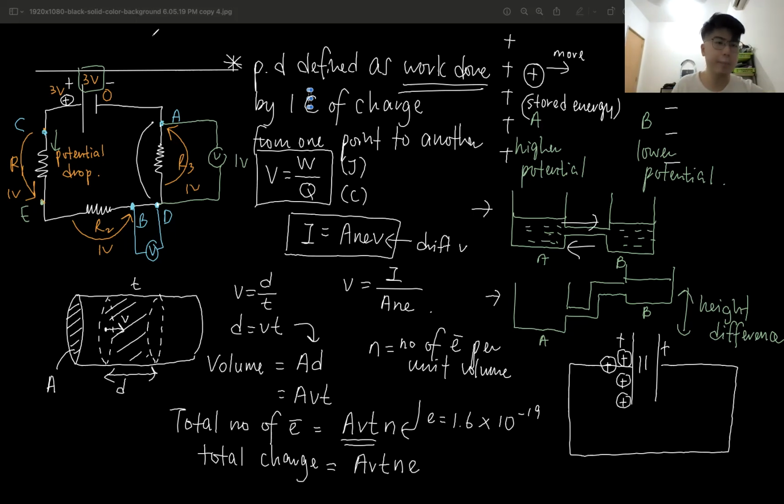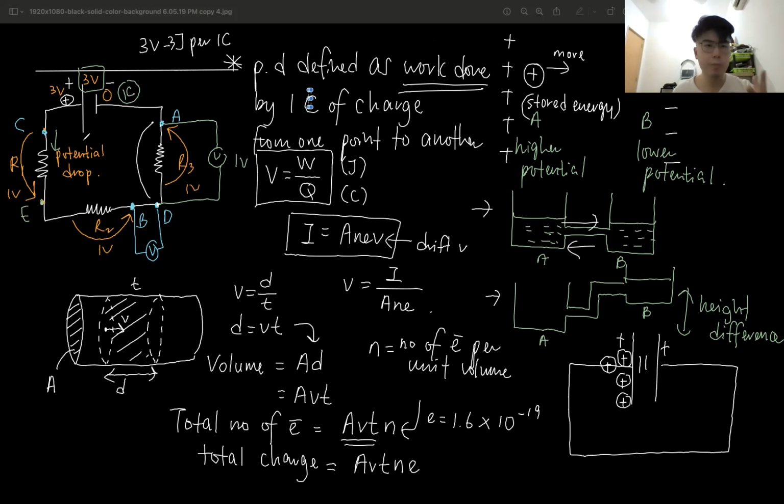If I say that the battery is 3 volt, what does it mean? That means the battery is giving 3 joule per 1 coulomb. Imagine you have 1 coulomb of charge here. How much is 1 coulomb?